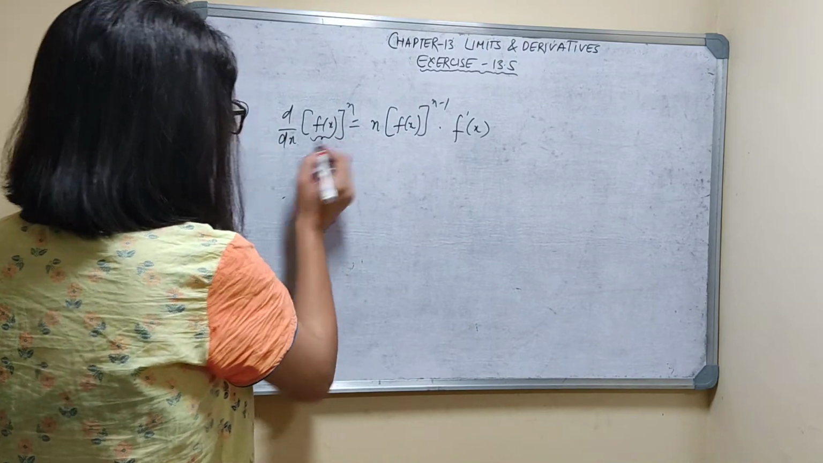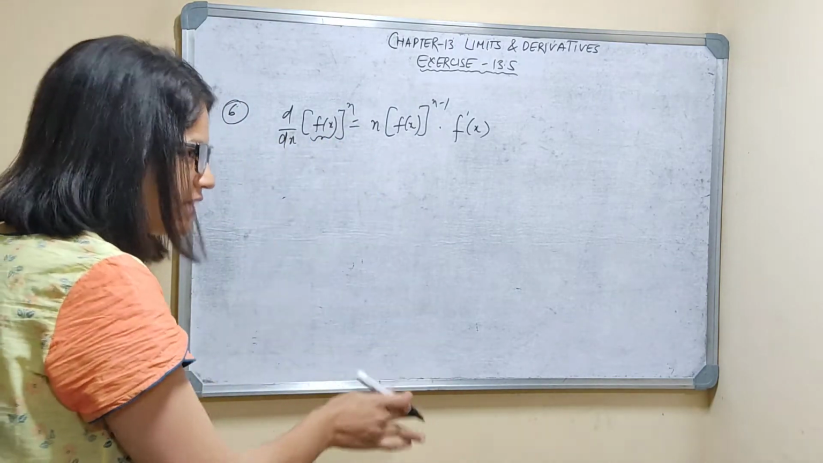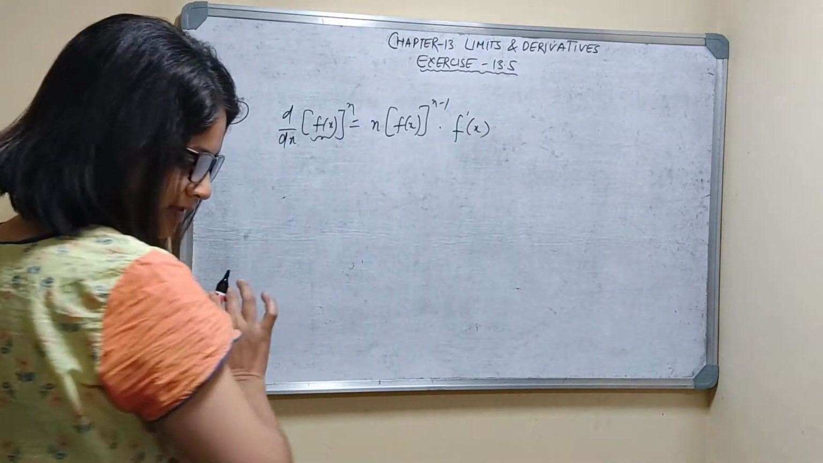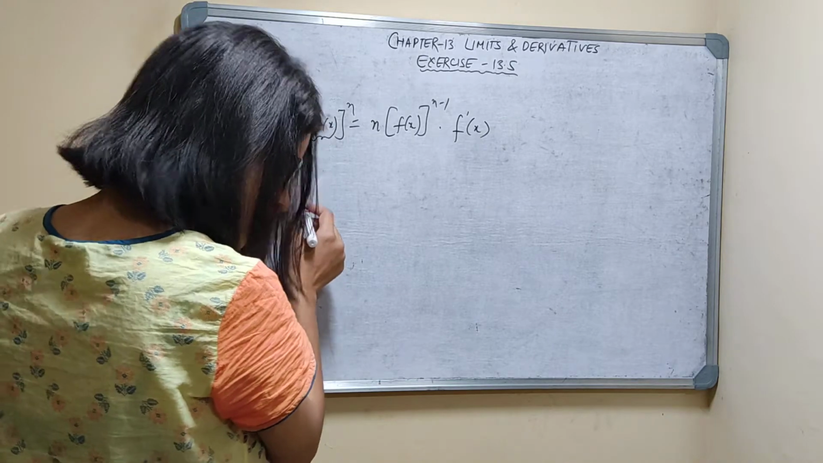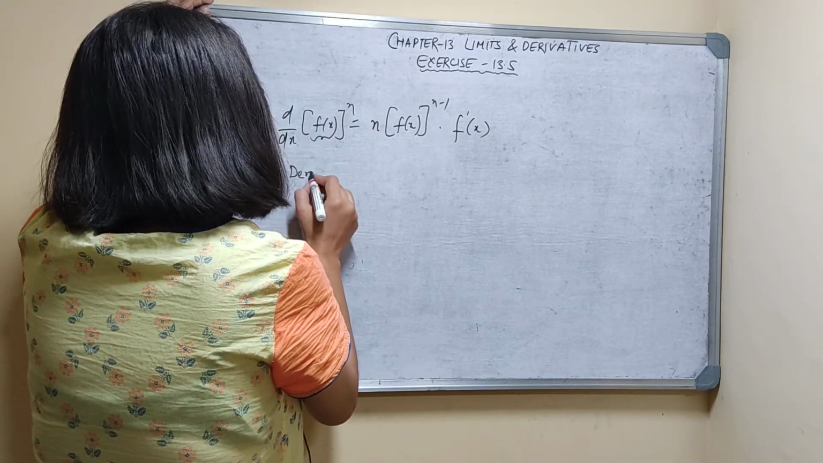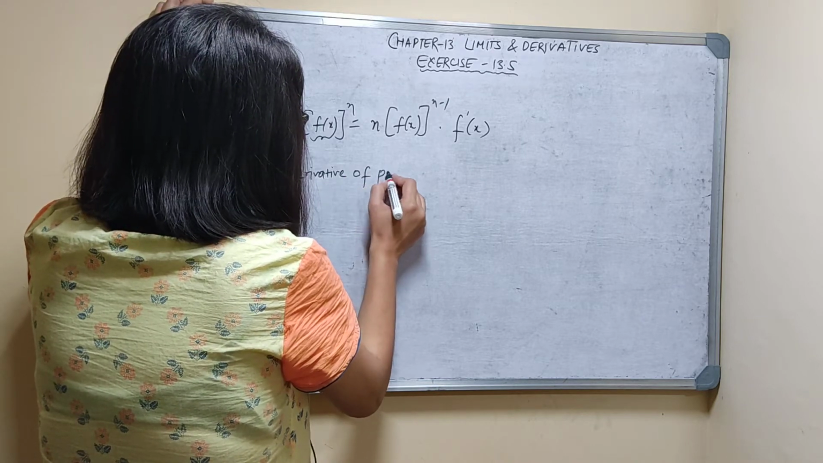And this again you have to do. You have to find the derivative of f(x). So d by dx of f(x) you have to do, that's called f dash x. I am writing like this. Now, derivative of polynomials.